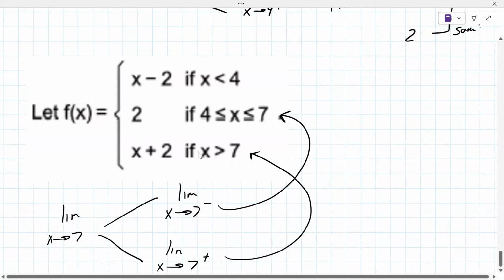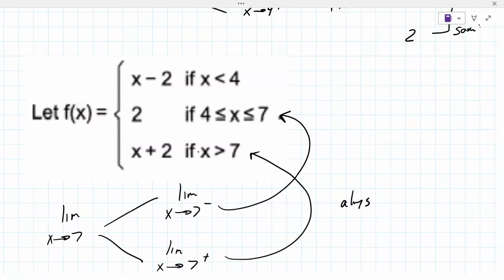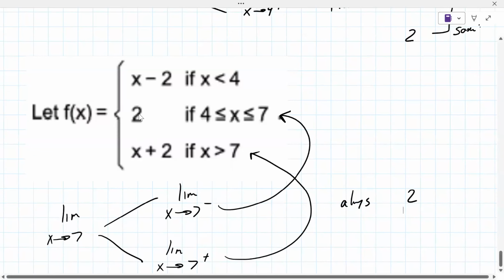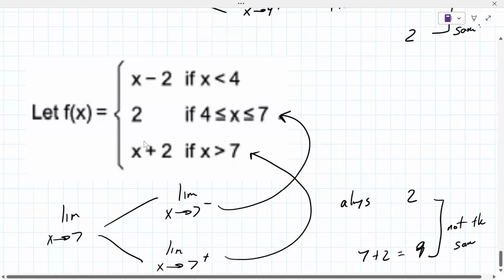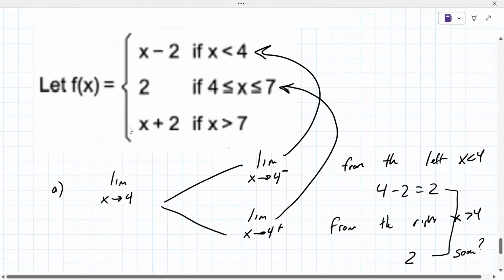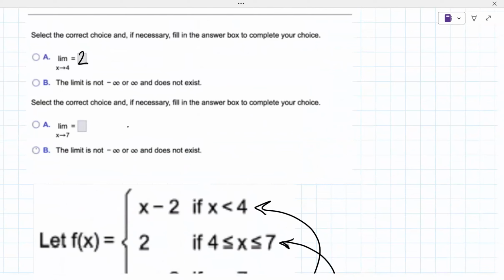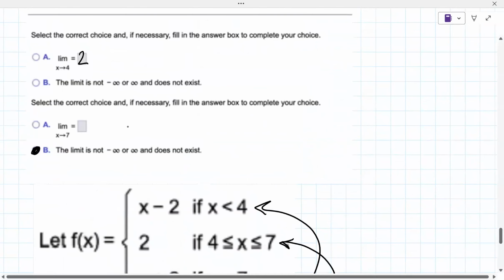So for the top one, it's always 2. The output is always 2 in here. But for the bottom one, to the right of 7, it's 7 plus 2, which is 9. These are not the same, which means that the limit does not exist. Okay. If they're not the same, they're not the same.